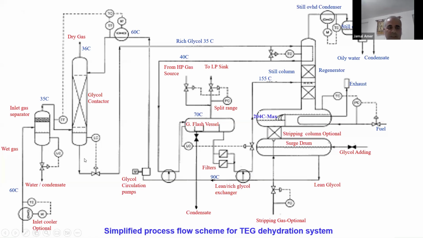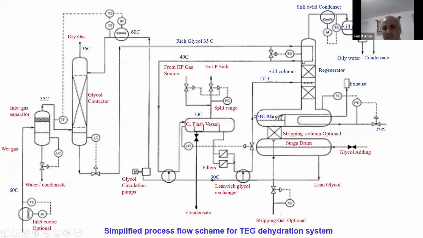So here, what will happen to the lean glycol? As I told you, this is a closed circulation. We need to regenerate this glycol by removing all the water which this lean glycol took from the gas and became rich glycol. So here we have reflux. This reflux we will also talk about in detail in our course.